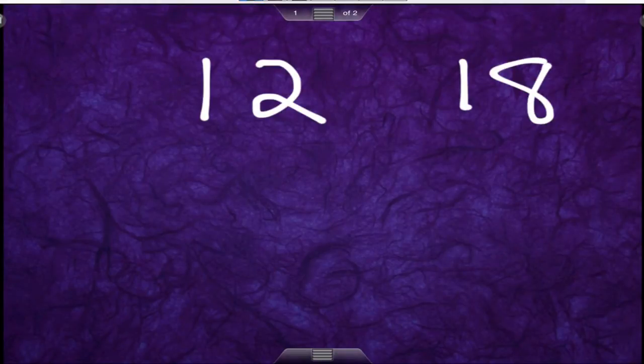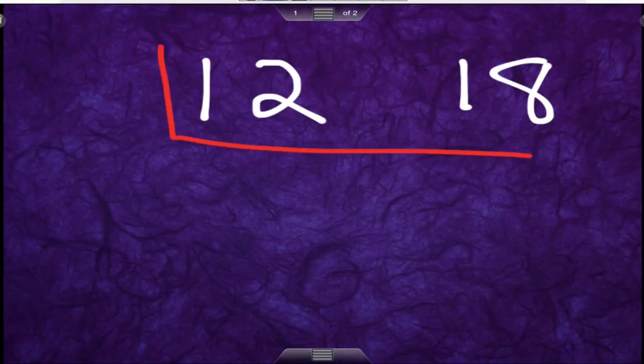There's many ways to do this. One way is to list out all the factors, but the easiest way is to make a division ladder. To do that, you make a ladder upside down, or a division bar upside down. So I have 12 and 18. If I have 12 and 18, I look at them and I say, okay, what number could go into both? Well, I know 2 can go into both.